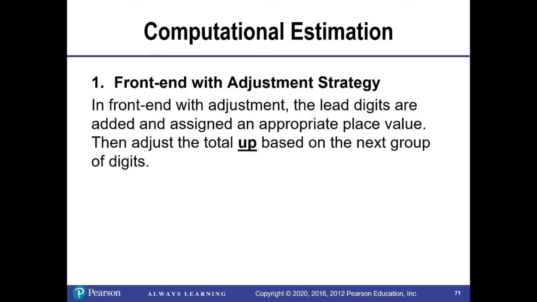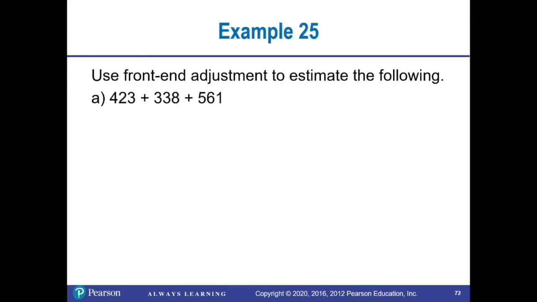Our first strategy with estimation is called the front end with adjustment. So we look at our lead digits, assign them the appropriate place value, and then we adjust the total up based on our next group of digits. Here's how this works. So here we have 423 plus 338 plus 561. So 423, I'm going to think about that first digit. That's the hundreds place, so that's 400.